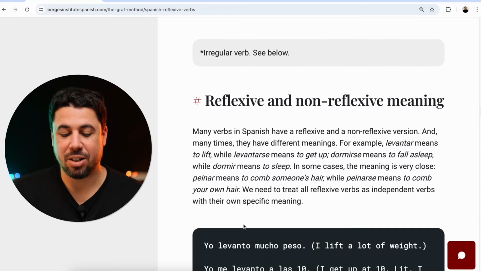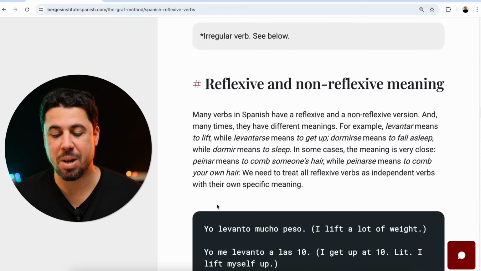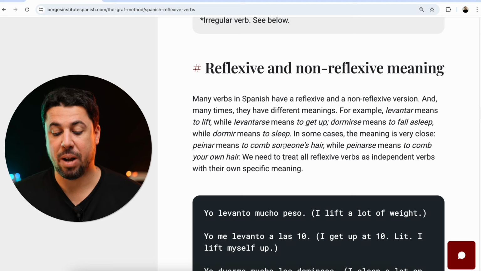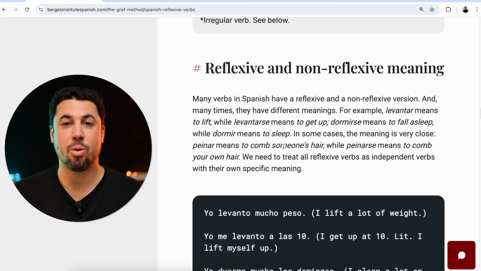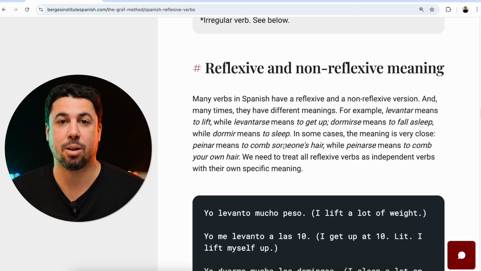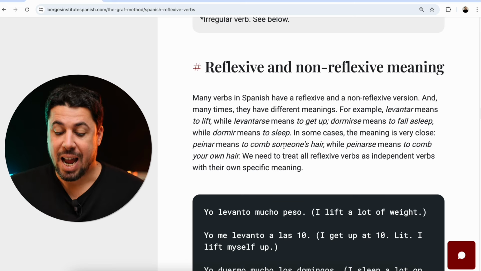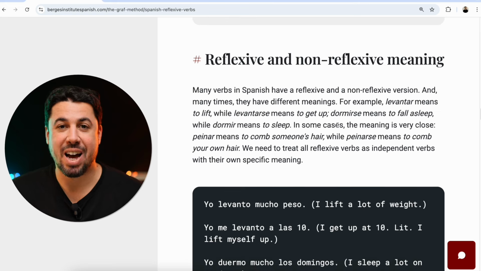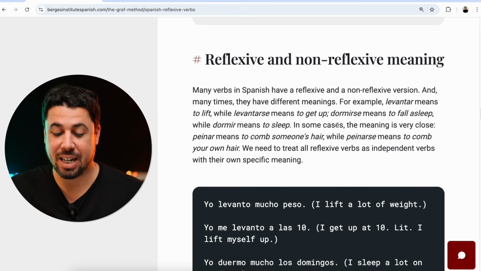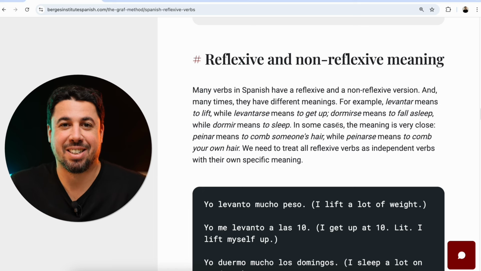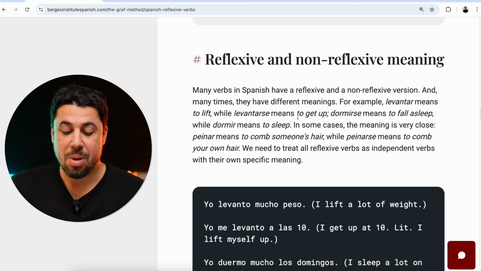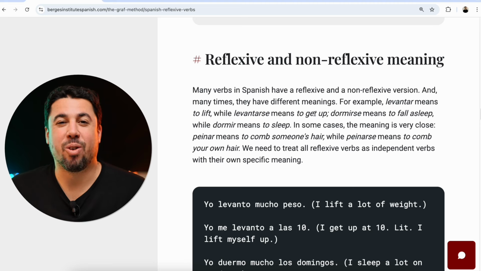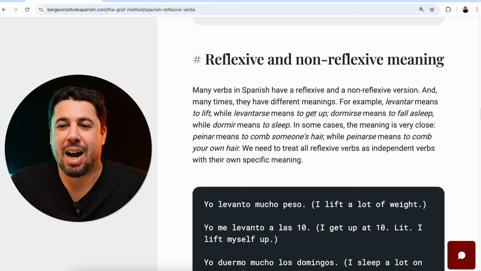So this paragraph here is important, reflexive and non-reflexive meaning. It says many verbs in Spanish have a reflexive and a non-reflexive version, like mirar and mirarse. We saw that earlier. And many times they have different meanings. For example, levantar, the non-reflexive cousin of levantarse, means to lift, like as in lifting something off the ground, for example. While levantarse means to get up. So we are phrasing it, I lift myself, but that's not the meaning. It really means I get up.